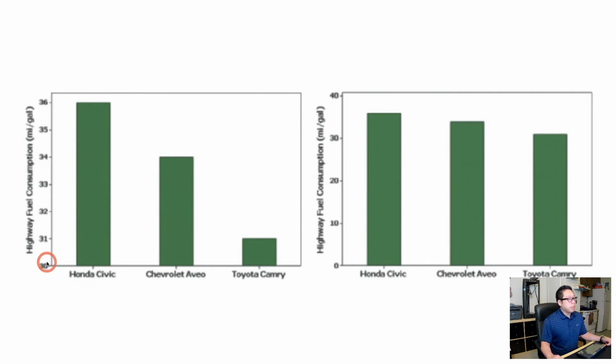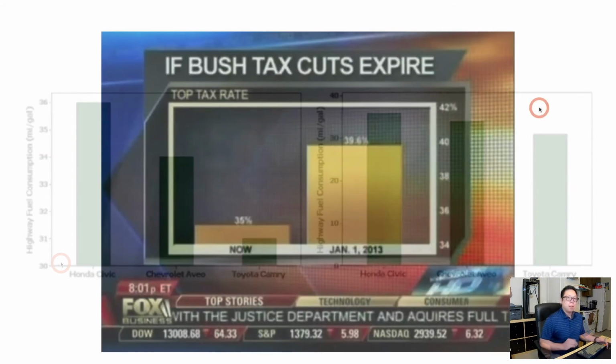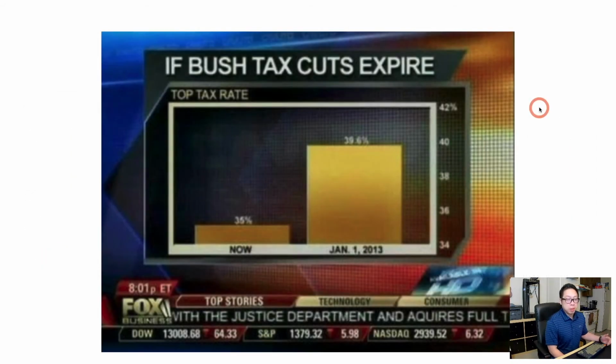So cutting off your y-axis and starting it at something other than 0 has the effect of exaggerating any differences, right? The graph on the right is more accurate, so that's what you're supposed to do. But if you want to deceive people and exaggerate the differences, cut off your y-axis. And people do this all the time. If you pay attention to the news, you'll see examples of these everywhere. So here's an example.